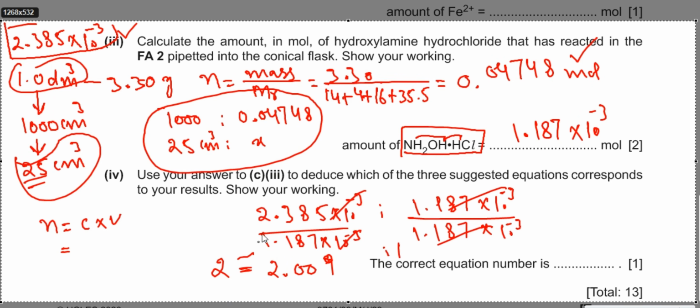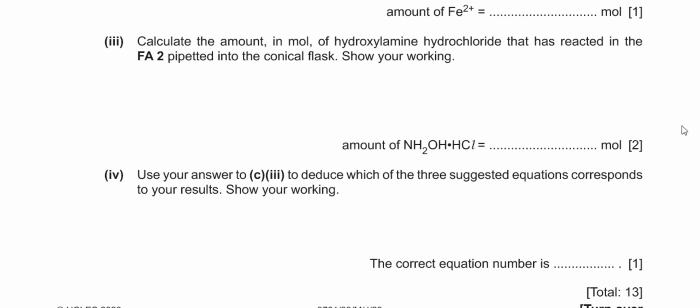So now keep this value in your mind. Let me erase, and then I'm going back to check which of our equations corresponds to the ratio of the hydroxylamine. This should be 1, and the iron 2 ion, this should be 2. So 1:2. Let us go and check it, and then we write over here the correct equation number.